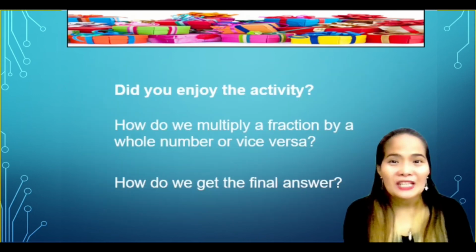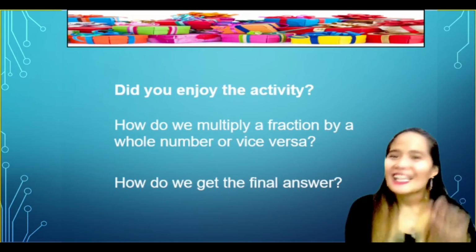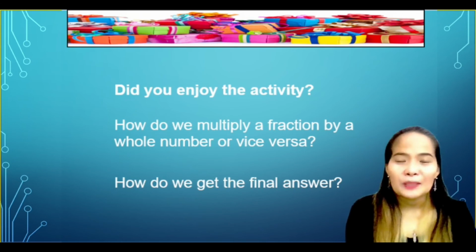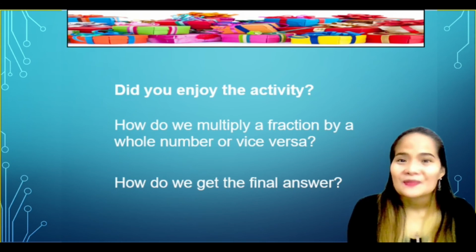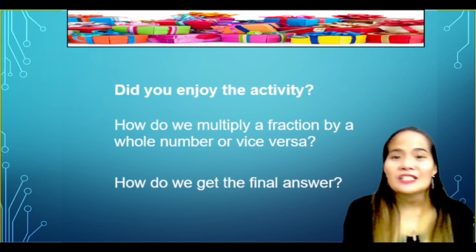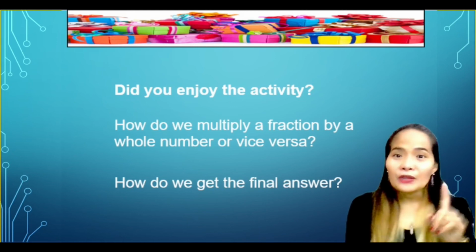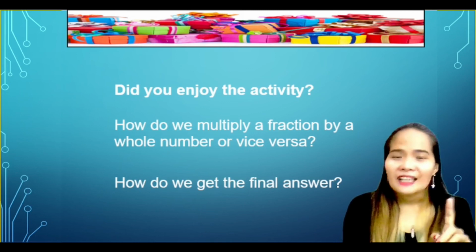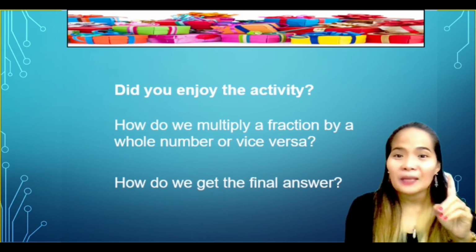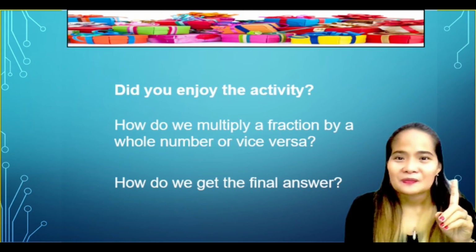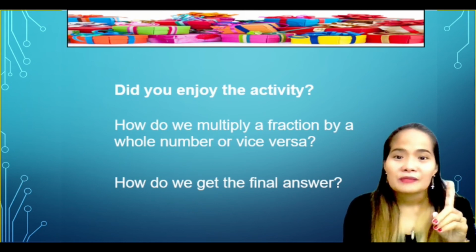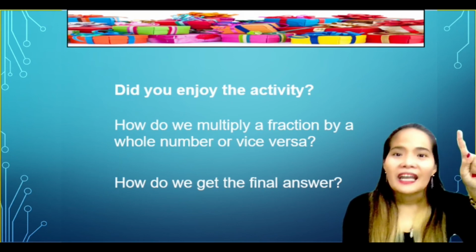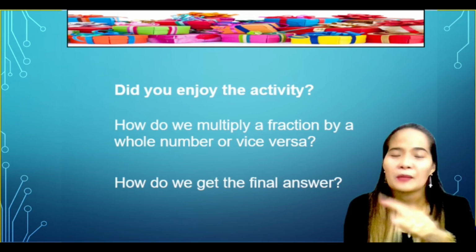Alright, so did you enjoy our activity? That is good. How do we multiply a fraction by a whole number or vice versa? Okay, so the first thing we need to do is to make sure that the whole number is also a fraction. First, you have to use 1 as the denominator of the whole number. Next is to multiply the numerators and multiply the denominators.